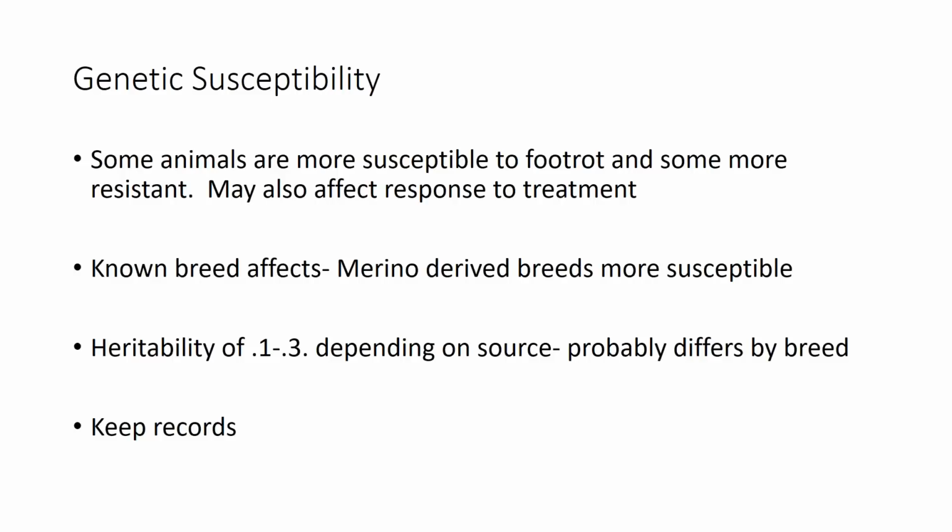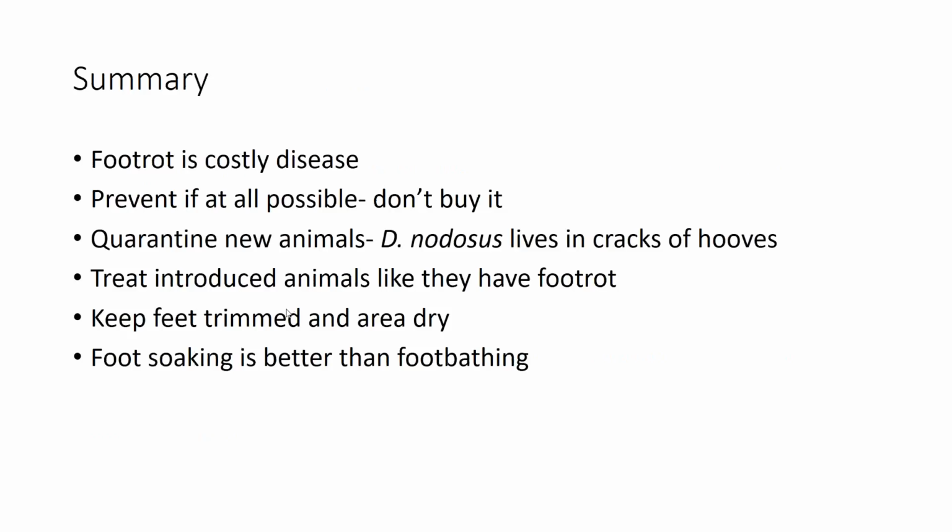But you look at things like prolificacy, it's about a 10% or 0.1 heritability. We all select for twins, so it is something certainly worth selecting for natural resistance to foot rot. And really the only way you can do that is by keeping detailed records on who breaks first, who doesn't get affected by foot rot, etc.